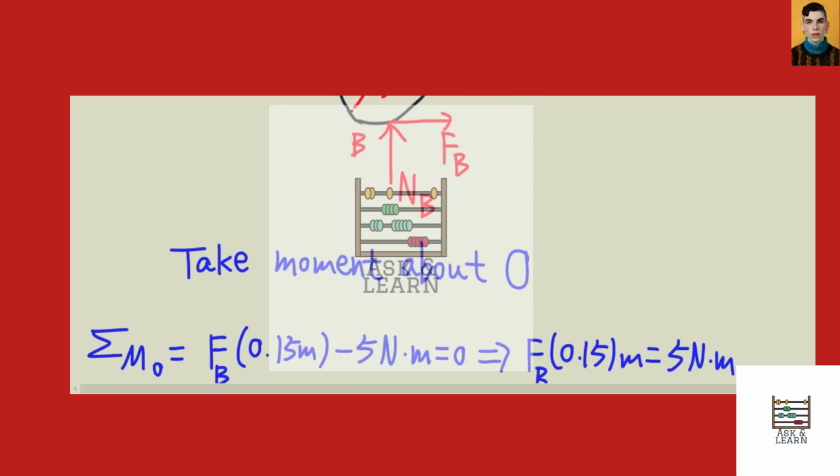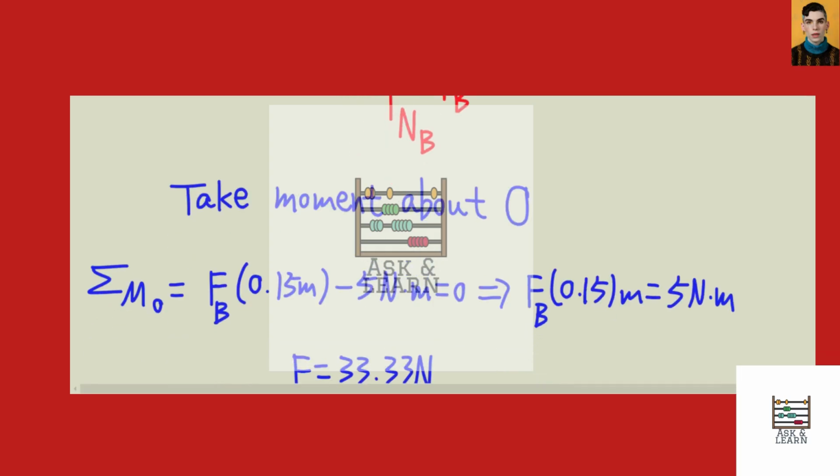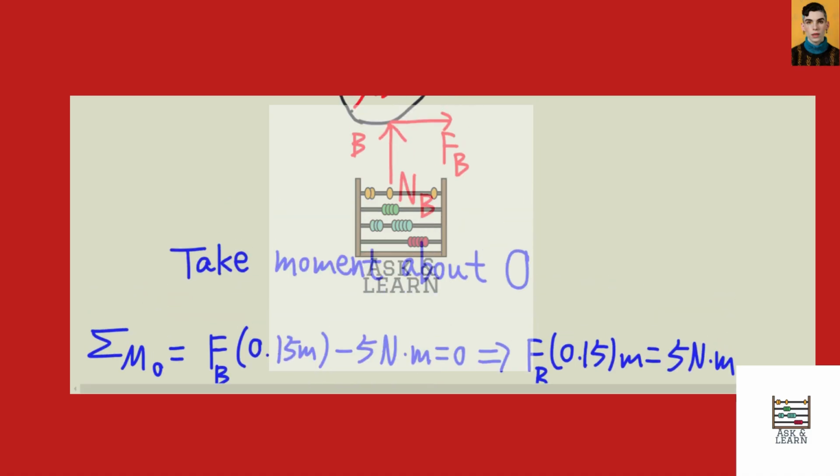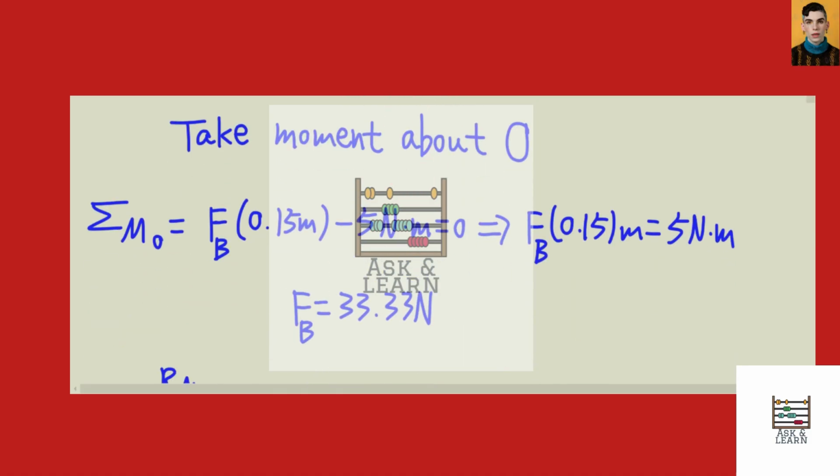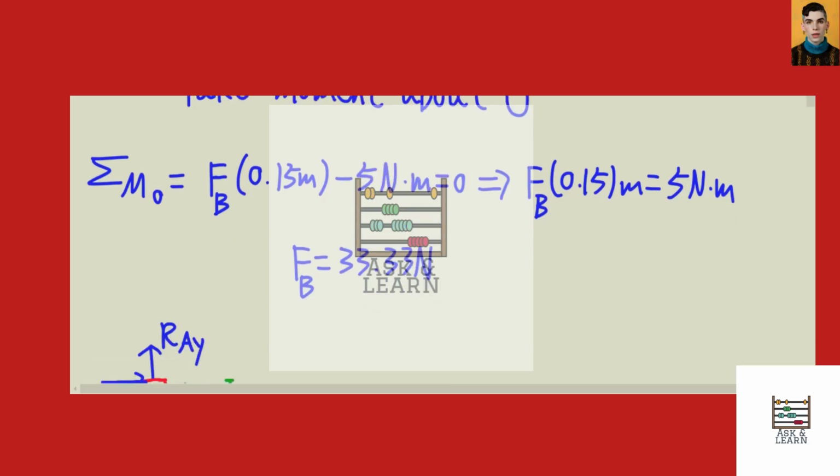Moments about point O can be equal to Fb times 0.15 meter minus 5 Newton times meter is equal to 0, since we consider the counterclockwise moments positive and clockwise moments negative. And this will give us Fb times 0.15 meter is equal to 5 Newton times meter. So eventually we have the Fb, which is the friction at point B, equal to 33.33 Newton.